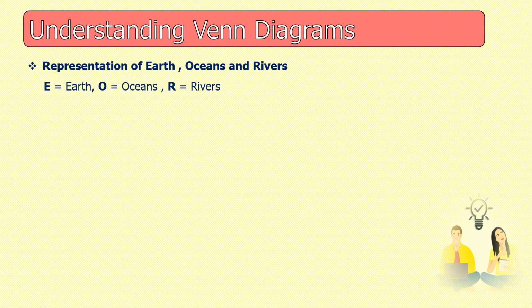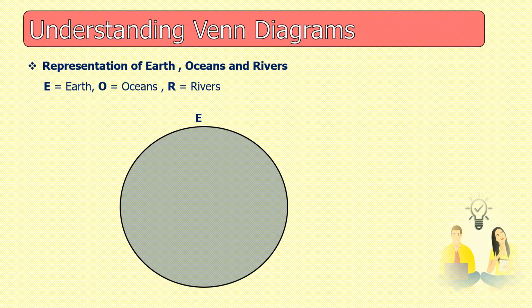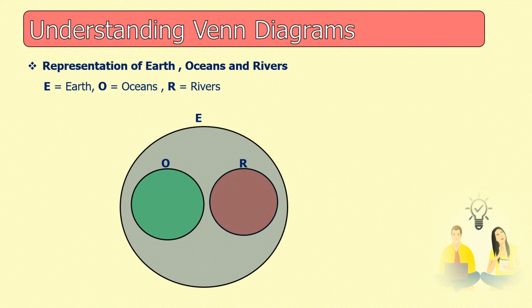Representation of earth, oceans, and rivers. Earth. All oceans are on earth. All rivers are also on earth. But oceans cannot be river and rivers cannot be oceans. So they will not overlap.